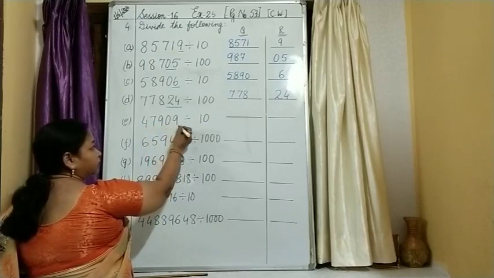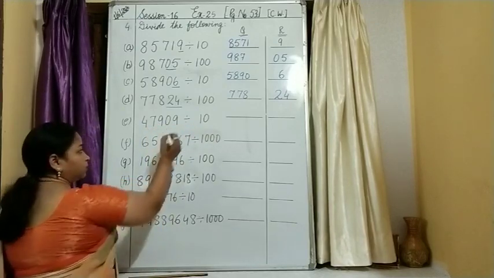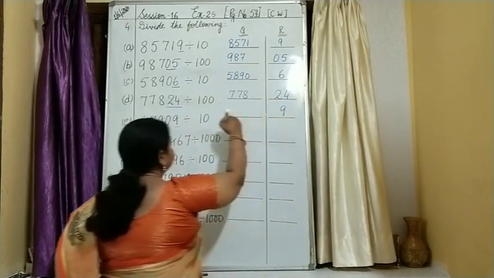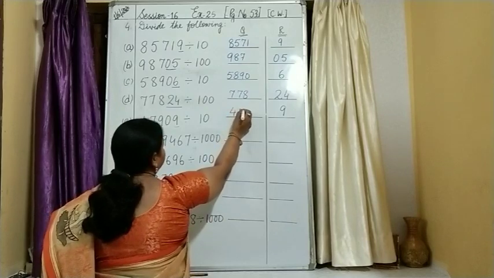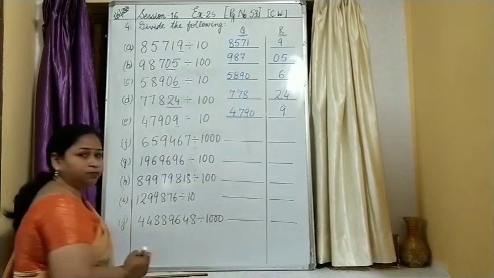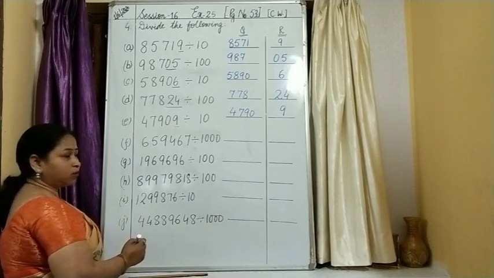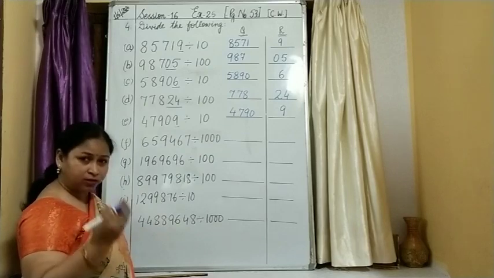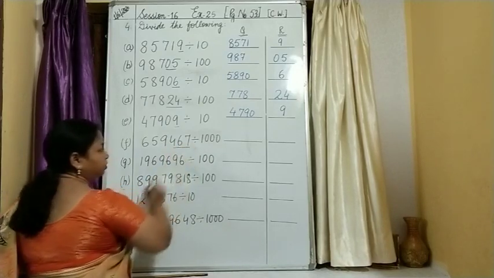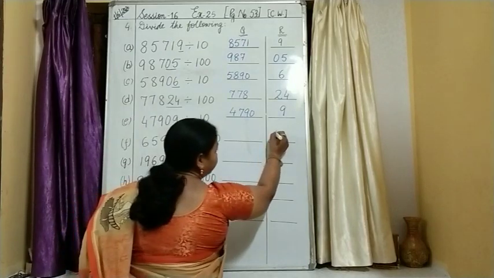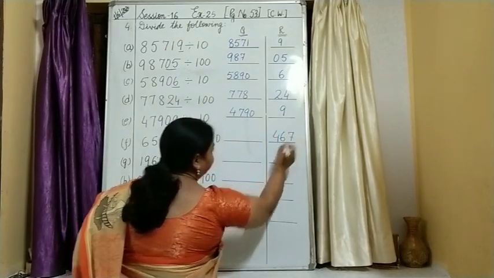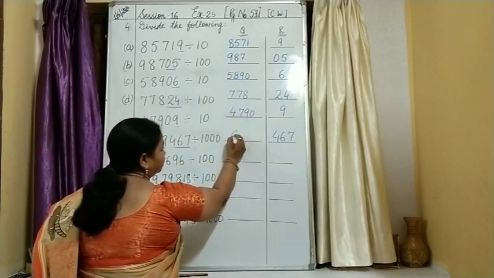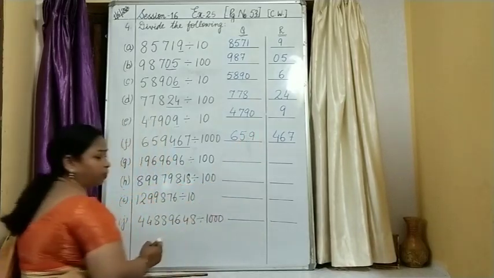Then 47909 divided by 10. So underline the last digit 9 and first write down the remainder. The leftover number you can write down as 4790. Easy? Now you have 1000. 659467 divided by 1000. In 1000 how many zeros are there children? 3 zeros. So we will underline the last 3 digits, 467. We write it down as the remainder. And what about the quotient? The left out digits, 659. So we write down 659. Easy for you all.